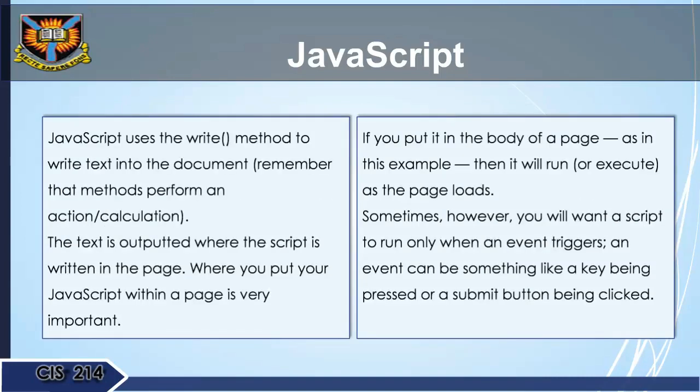JavaScript uses the write() method to write text into the document. Remember that methods perform an action or calculation. The text is outputted where the script is written in the page. Where you put your JavaScript within a page is very important. If you put it in the body of a page, as in this example, then it will run or execute as the page loads. Sometimes, however, you will want a script to run only when an event triggers. An event can be something like a key being pressed or a submit button being clicked.